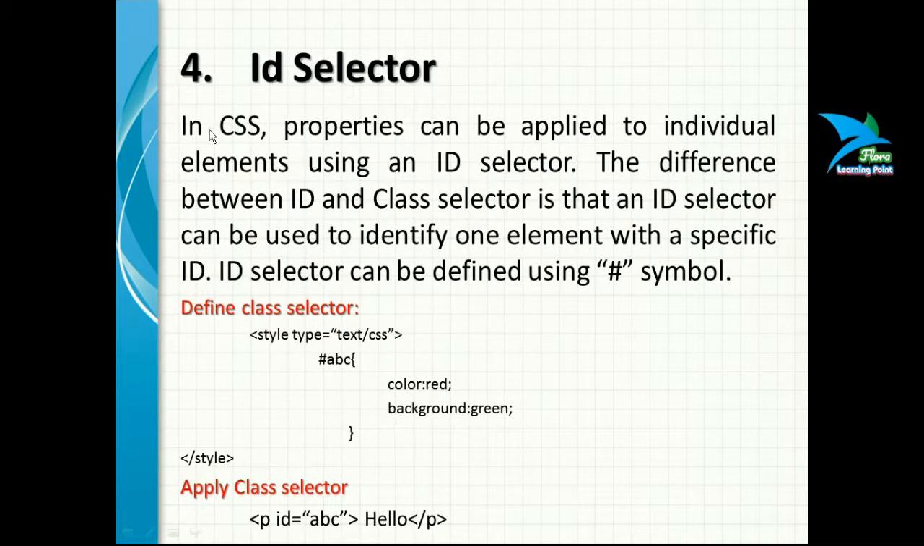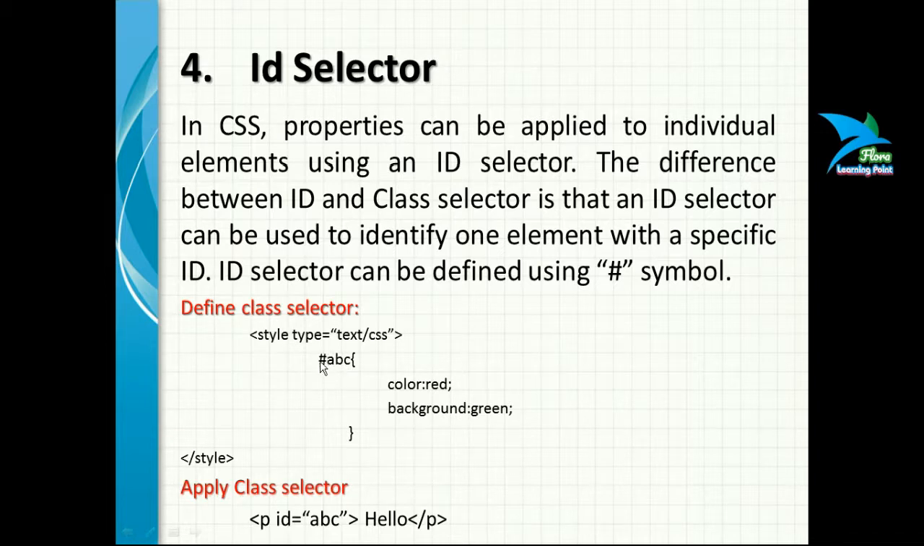After the class selector, we'll discuss the id selector. In CSS, properties can be applied to individual elements using an id selector. The difference between id and class selector is that an id selector identifies one element with a specific id. An id selector is defined using the hash symbol. So if you want to define an id selector, the hash symbol is used instead of the dot symbol. Only this one is the difference practically.